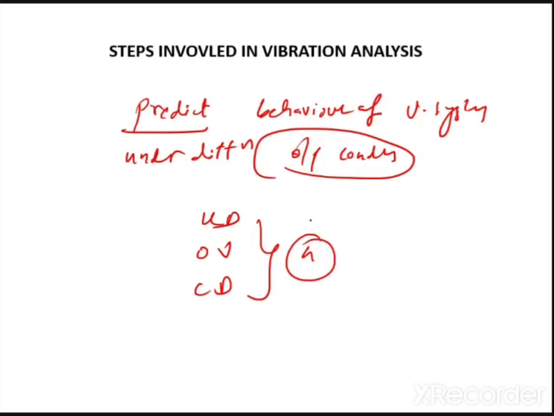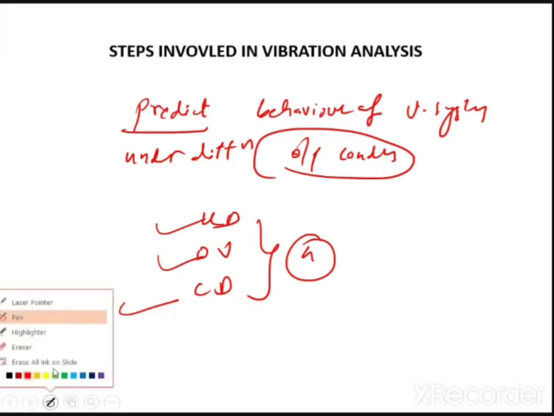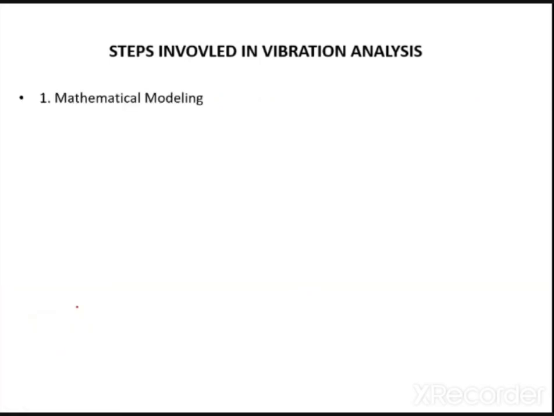The details you will understand in Module 4, where we will do the mathematical analysis for all three. But here you just understand that we are just understanding the basic steps involved in the vibration analysis. Okay. So what is the first step? Mathematical model. Now mathematical modeling means what exactly? What are you doing in this mathematical modeling?